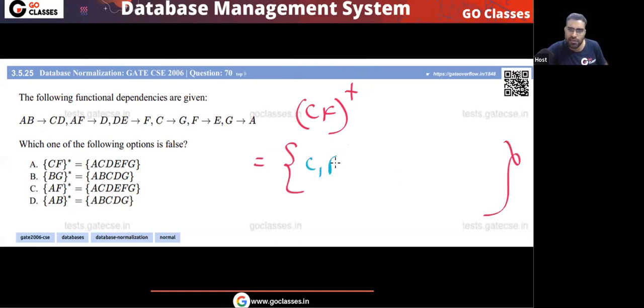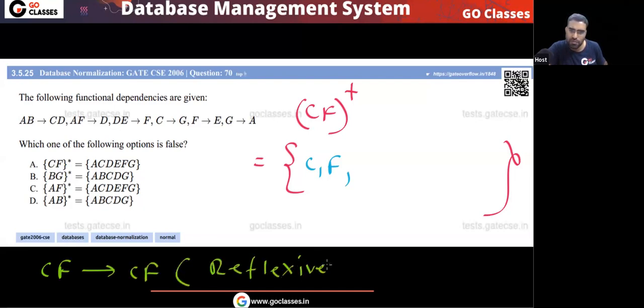CF will bring CF by reflexivity. Yes or no? Because of reflexivity, because of the trivial functional dependency, CF brings CF. This is your reflexive law. So you can start with CF. Now, what can these two together bring? Remember, C itself can bring G. So you got G also.